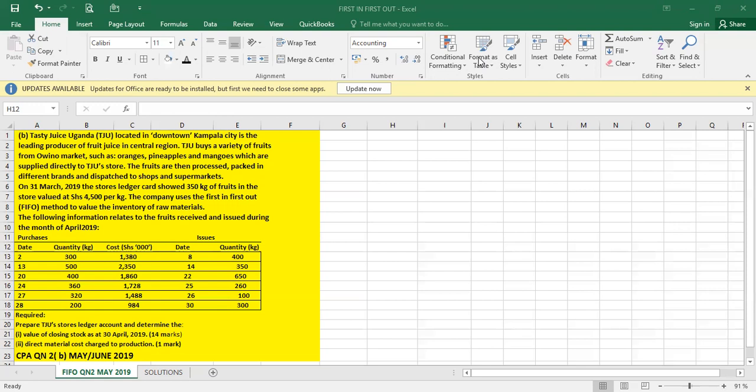The other reason is that we need to know at what price we are costing those items. If we are issuing them out, are we using first in, first out, or last in, first out, or the average costing method? Those are the things we are going to be looking at.